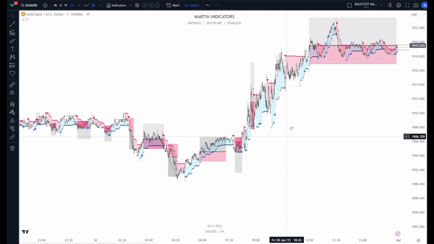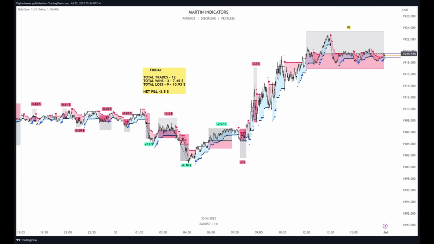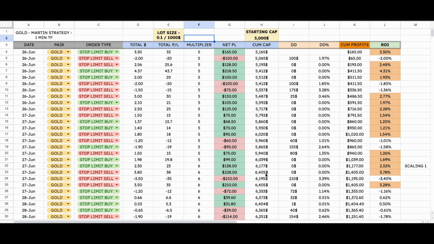So we will quickly see the stats. So we had total 12 trades in this day, and we'll quickly see the stats, how the strategy performed. Day 5 is concluded, with total 12 trades with 3 wins of total profit of $7.45 and 9 losses, with total loss of $10.93 with a total net P&L of minus $3.50. Successfully concluded the backtest of a non-volatile week, and these are the results I have uploaded in Martin Journal.